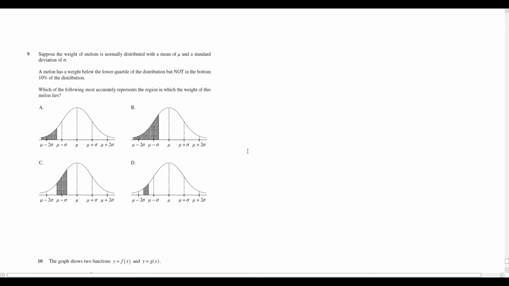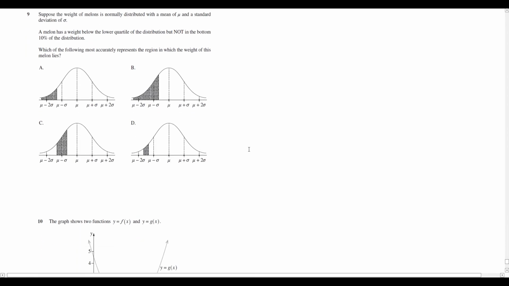Suppose the weight of melons is normally distributed with a mean of mu and a standard deviation of sigma. A melon has a weight below the lower quartile of the distribution, but not in the bottom 10% of the distribution. Which of the following most accurately represents the region in which the weight of this melon lies?